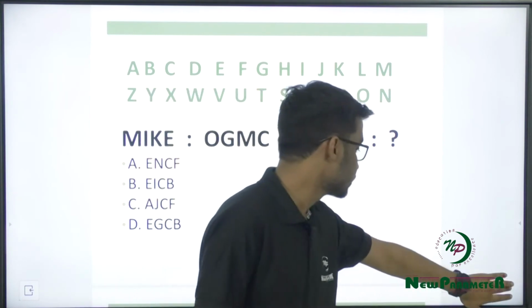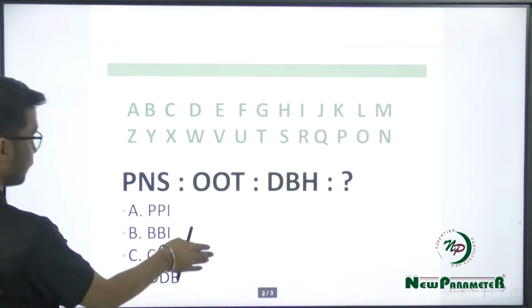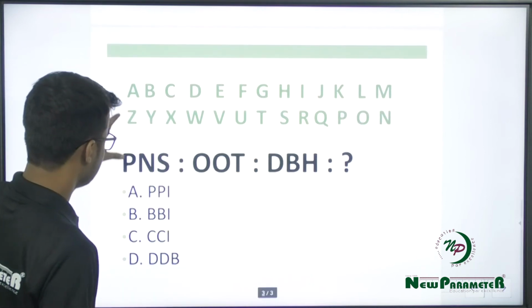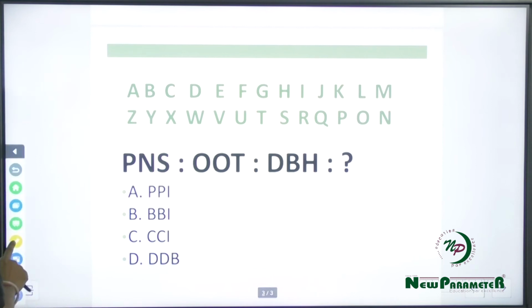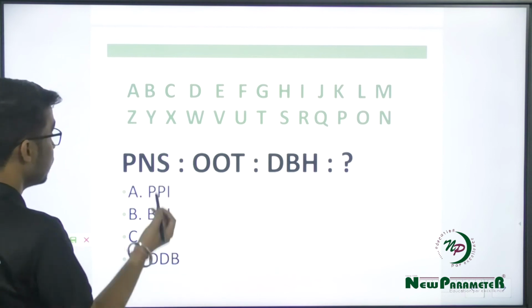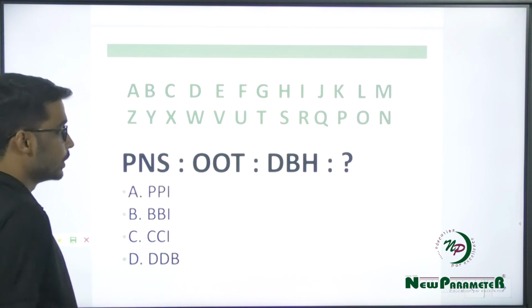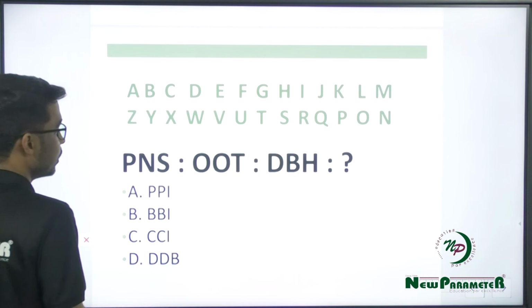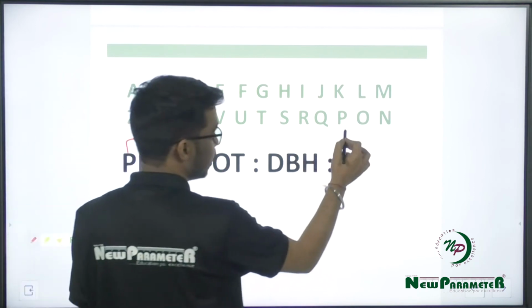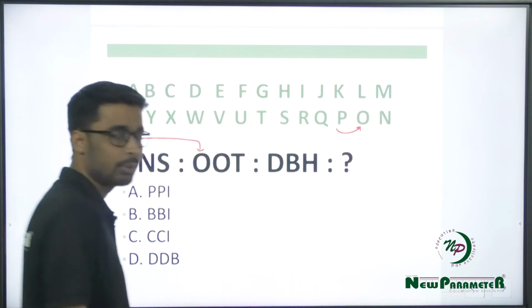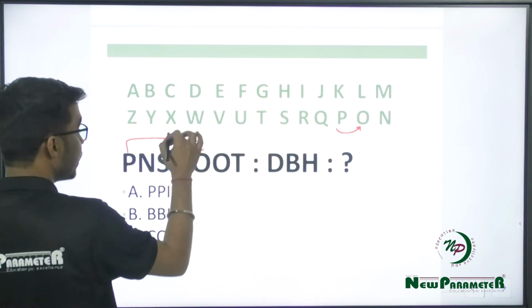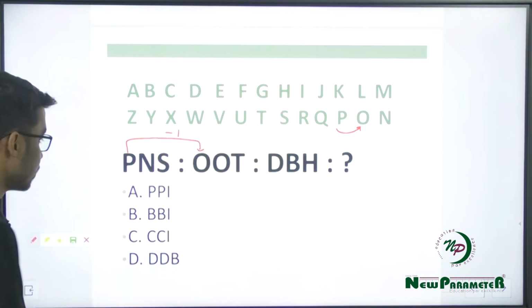Let's take another example. Now in this case, I am given 3 letters again, and I have to find the fourth. Here, P is related to O. If I move backward from P to find O, there is a gap of 1 letter, and since I am moving in the anti-clockwise direction, it would be minus 1.